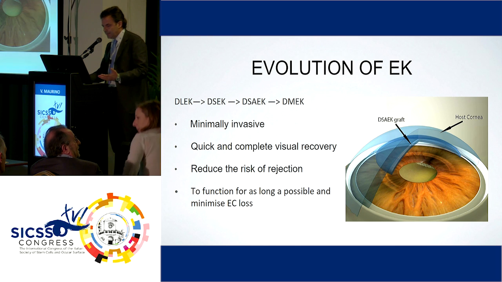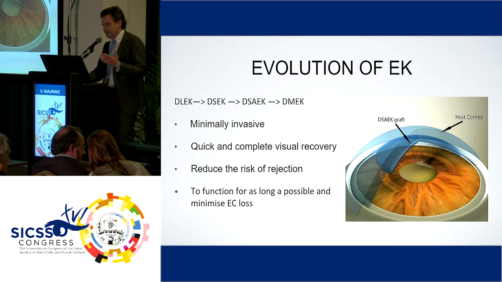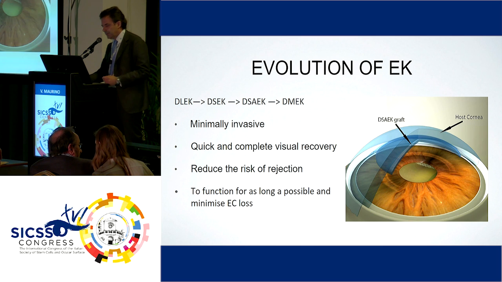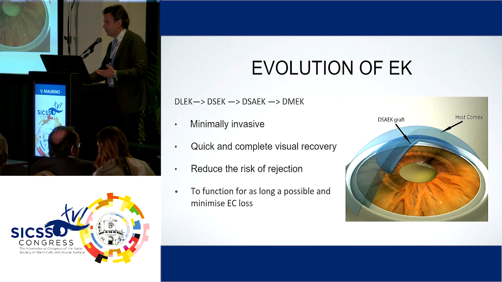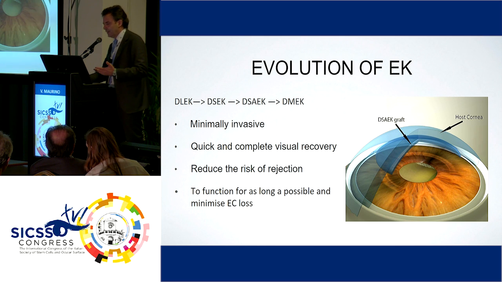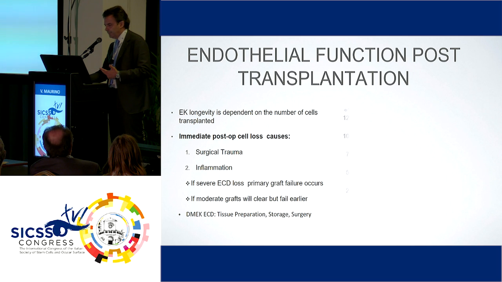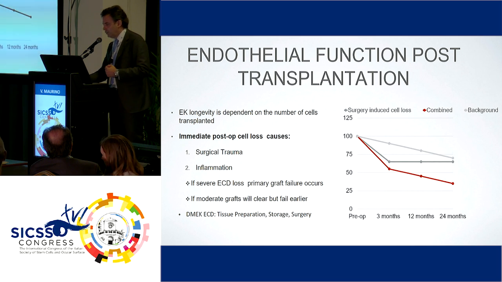Okay, we have already seen the evolution of the EK. Now we see the transition from DLEK to DSEK and DMEK. And as Donald Tan said, this may reduce the rejection risk. But still, we have to see how many endothelial cells can be lost during harvesting and surgery, because the more cells are left, the greater the success rate in the long term. So the most important steps are the preparation of the tissue, the storage of the graft, and the actual surgery.